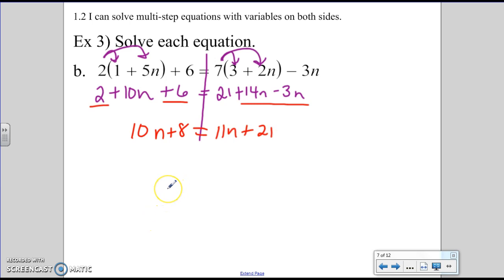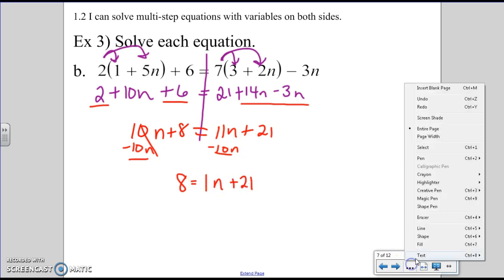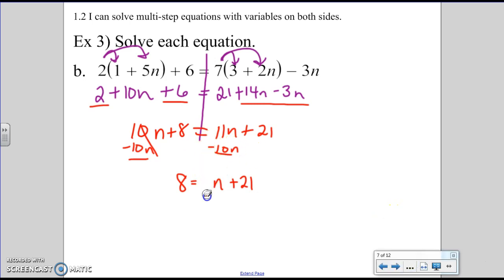And then we're going to get our variables on the same side. So 10 and 11. I'm going to move the 10 because it's smaller. So I'm going to subtract 10 from both sides. 10n. Left with 8 equals 11 minus 10 is 1. But I want you to remember that 1n is the same as just saying n.